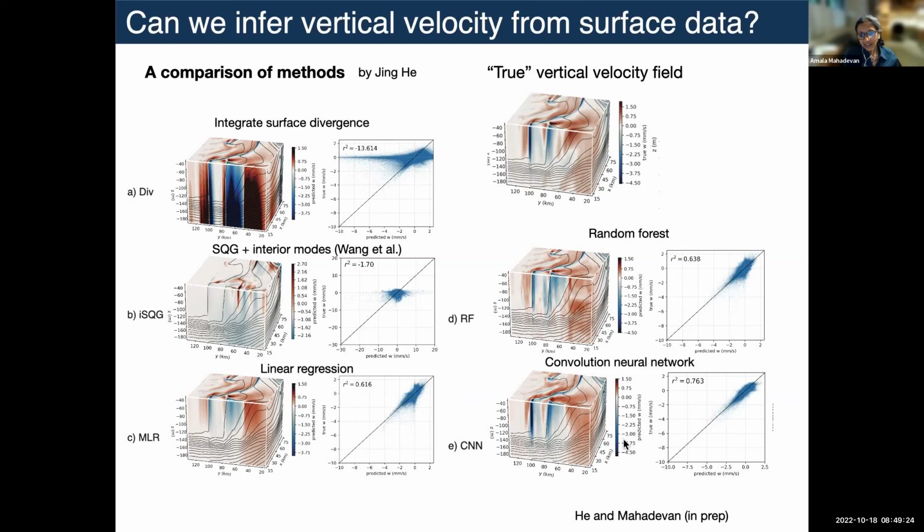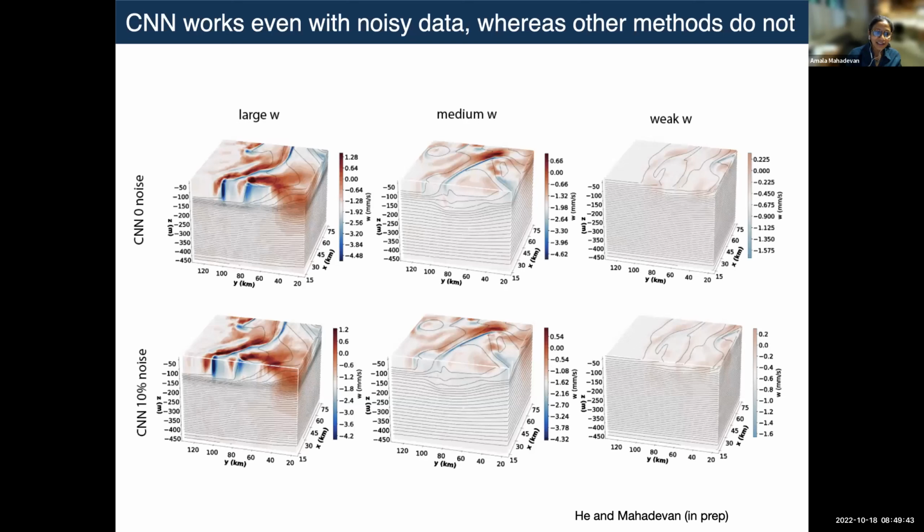What was really interesting is that with all these methods, random forest, even linear regression, is not bad. We can say, oh, we know where the fronts are, we know that positive vorticity is where we see downwelling, and the answer is not bad. But when we add some noise to the data, the only method that does reasonably well is the CNN, the convolutional neural net. I think it filters out the noise in some way, so that even when we make the surface fields noisy, with 10% noise, the CNN does a reasonable job of reconstructing large, medium and weak vertical velocities.